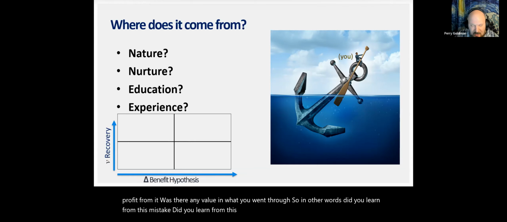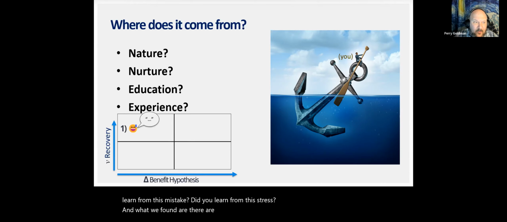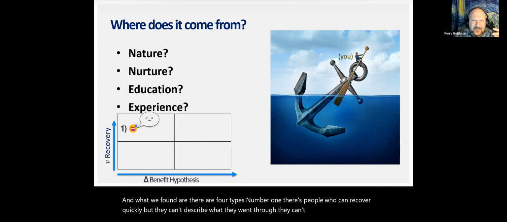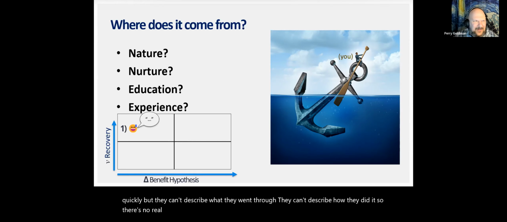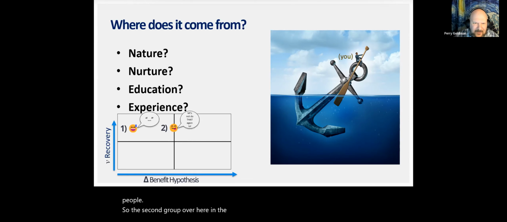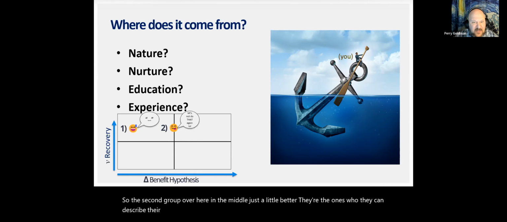And what we found is there are 4 types. Number one, there are people who can recover quickly, but they can't describe what they went through. They can't describe how they did it. So there's no real learning value in being one of those people or knowing one of those people. The second group over here in the middle, just a little better. They can describe their ability to recover, and they also learn from the setback. The first group might learn from it, or they might have just bounced back instinctively. They can't really put into words how it was.